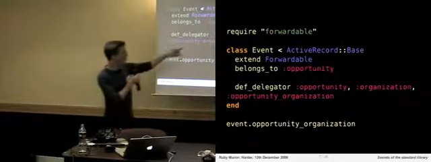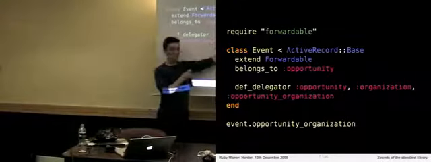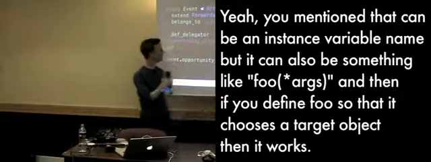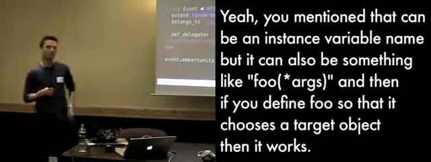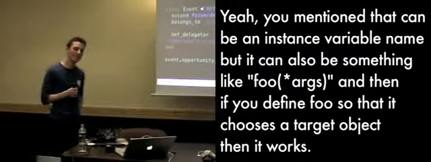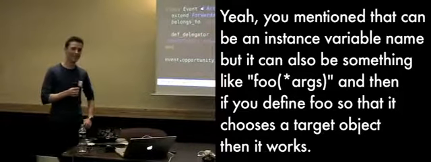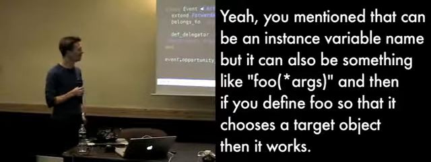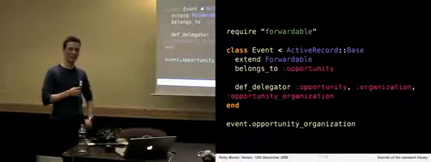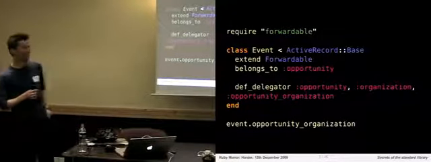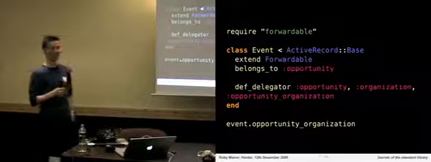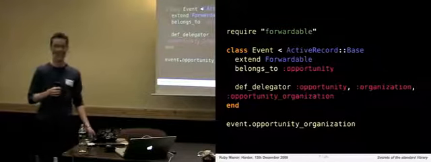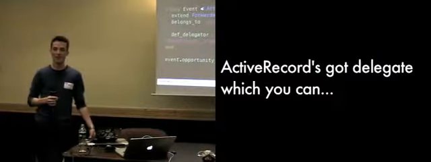So that's in this one here. Yes. That's just a string with anything in it. Yeah, you mentioned that can be an instance variable, but it can also be something like call foo with splat args, and then if you define foo so that it chooses a target object, then it works. It's impressive. I always thought it was just send, but no, that's eval. That's even more evil than I thought. ActiveRecord swap delegate, which you can.